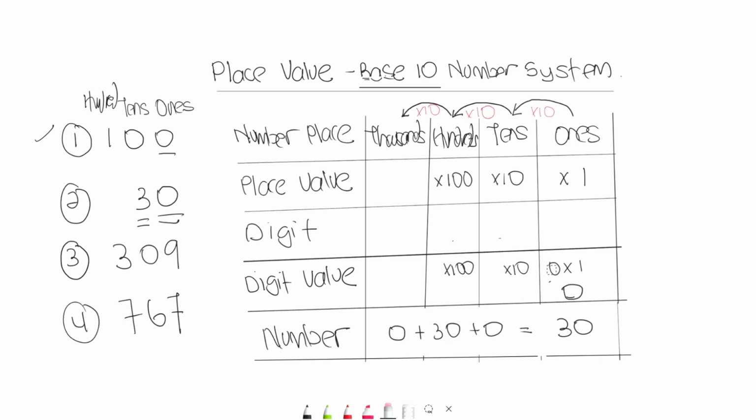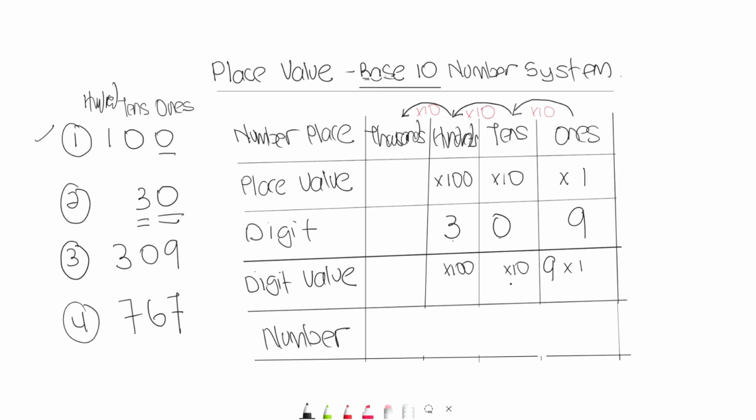Let's delete this, let's erase this, and let's erase this. Okay, 309. So what do I have? I have the digits 9, 0, and 3. In the ones place value, I have the digit 9, which means I have 9 ones. That's what it means. Yes, so it's 9 times 1.